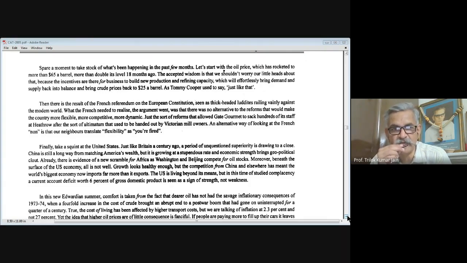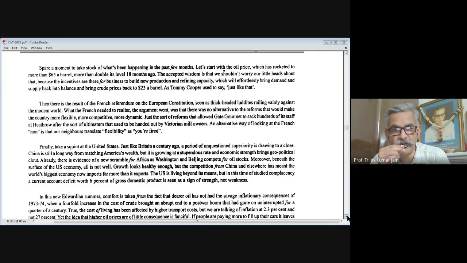Then there is the result of the French referendum on the European Constitution, seen as thick-headed luddites railing vainly against the modern world. What the French needed to realize, the argument went, was that there was no alternative to the reforms that would make the country more flexible, more competitive, more dynamic. Just the sort of reforms that allowed Gate Gourmet to sack hundreds of its staff at Heathrow after the sort of ultimatum that used to be handed out by Victorian mill owners. An alternative way of looking at the French non is that our neighbors translate flexibility as you are fired.